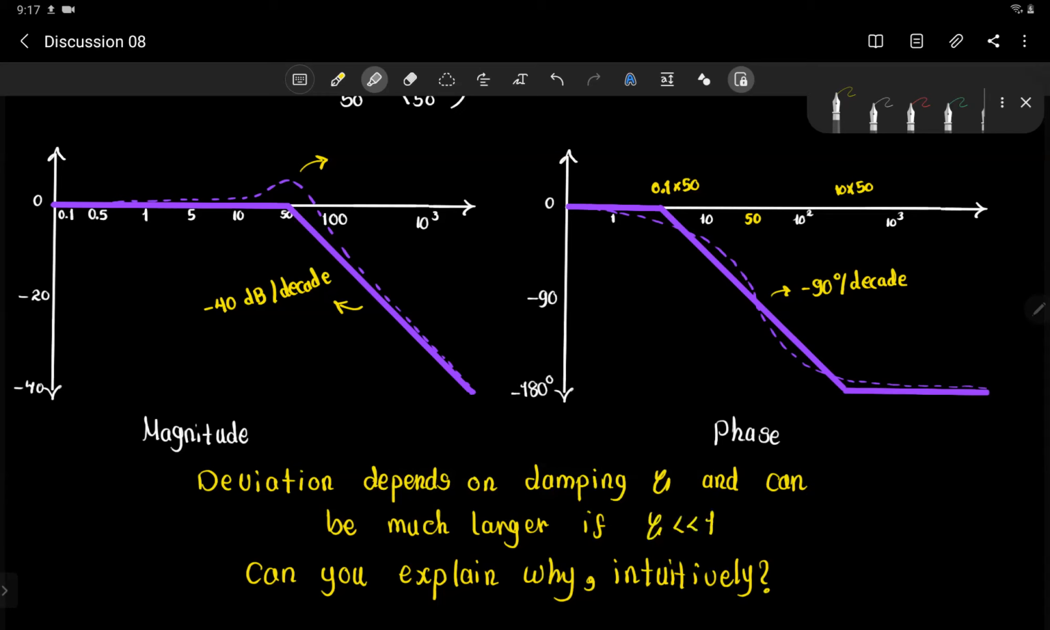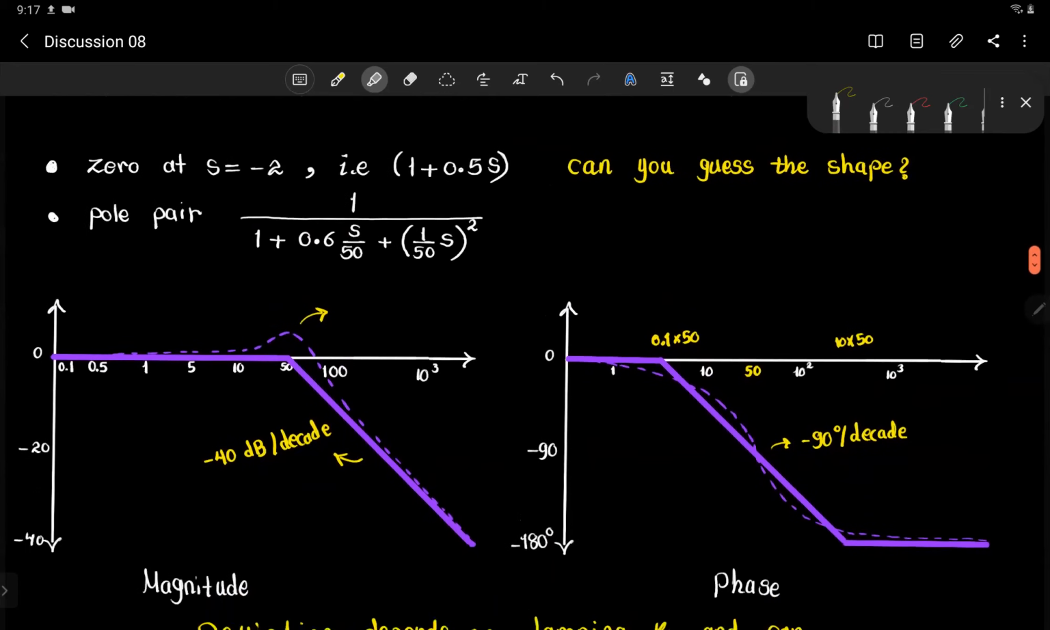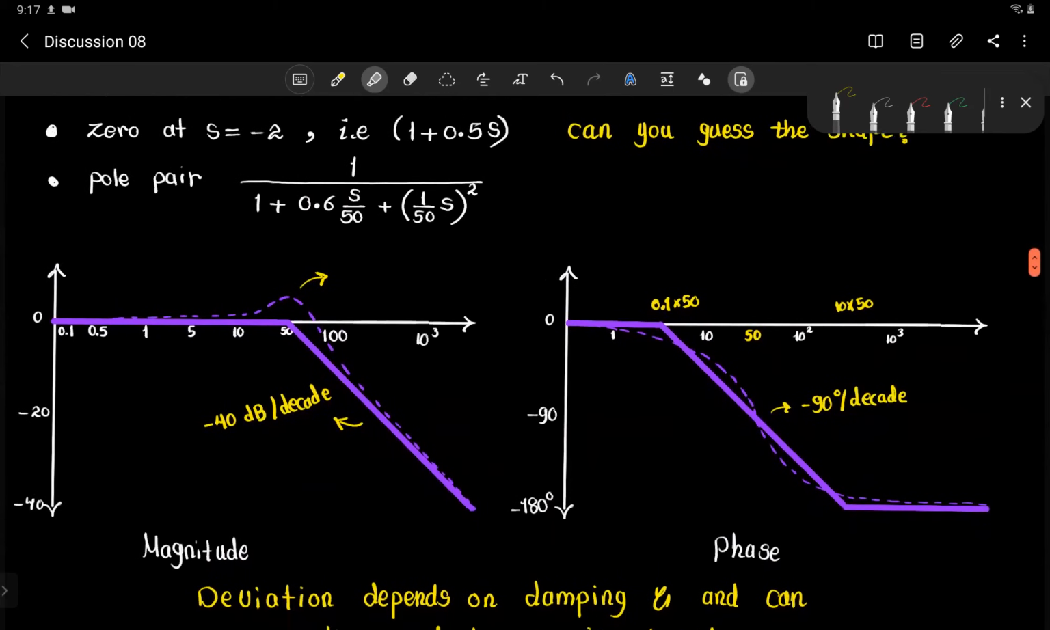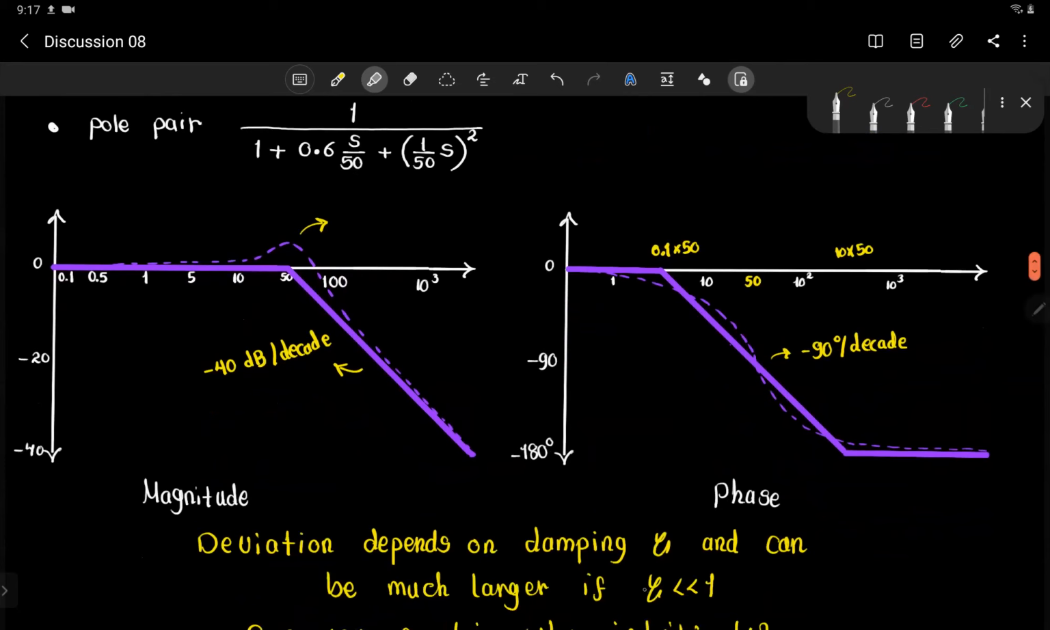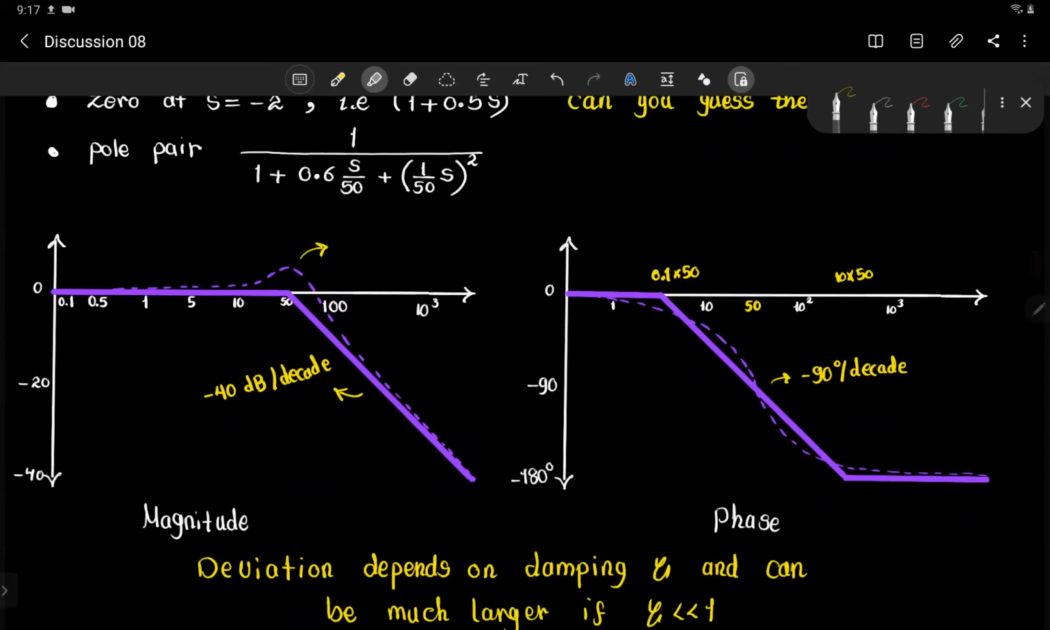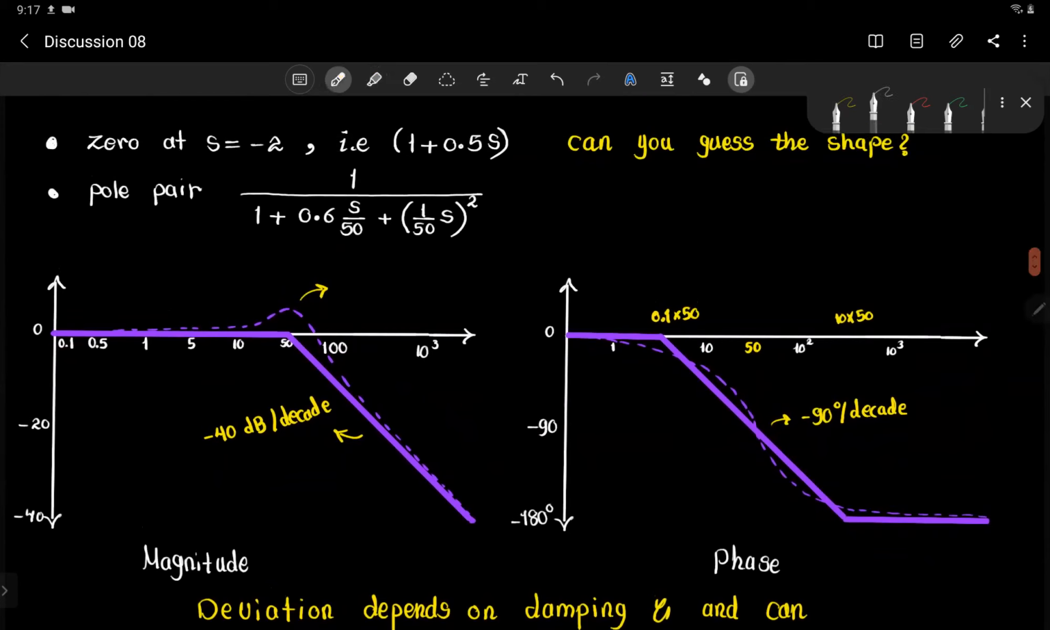Now, given a second order system with a very small damping, what do you think happens when the damping gets small? What happens to this peak? Does it get bigger? Does it get smaller? Can anyone tell me? It gets bigger. And why is that? I don't remember that.